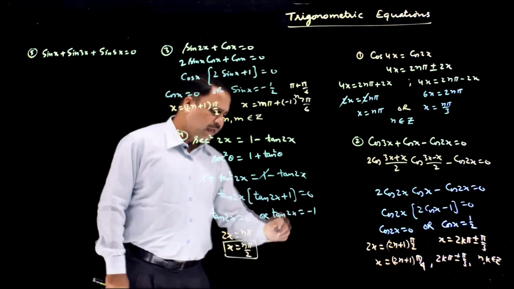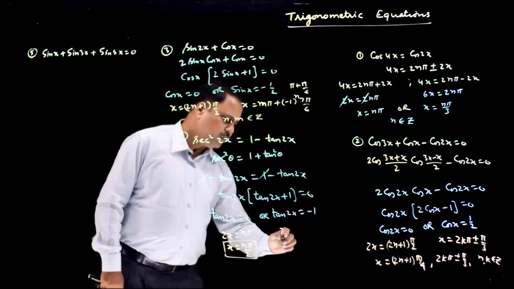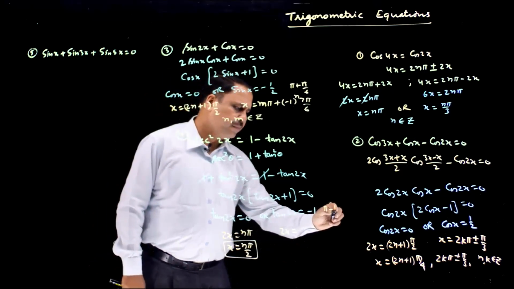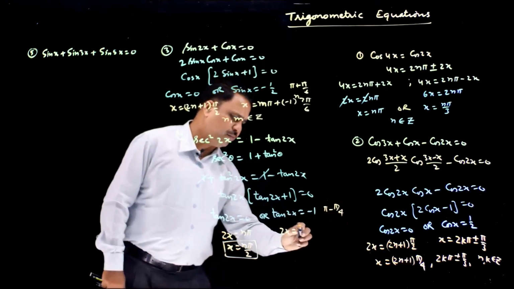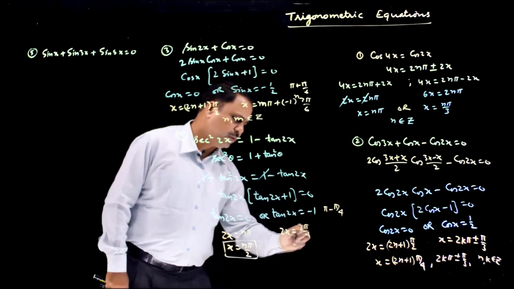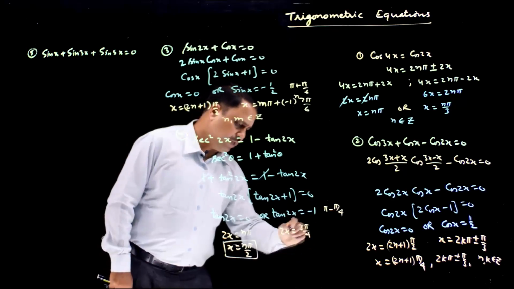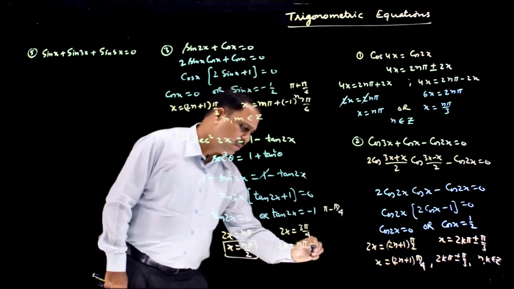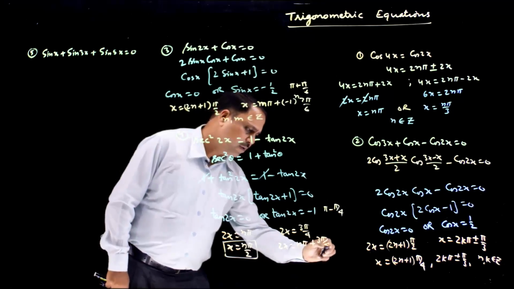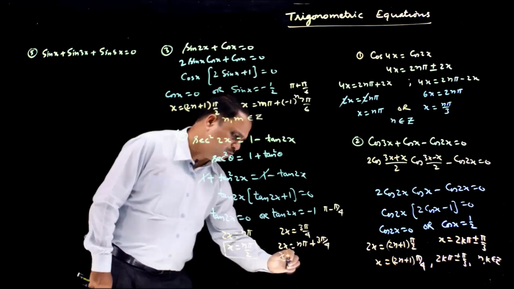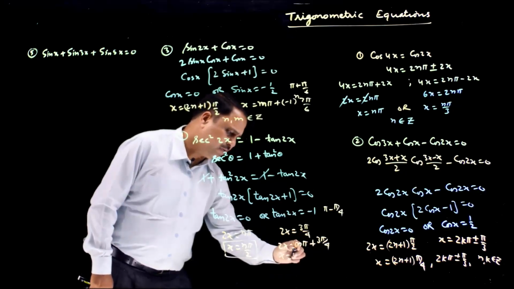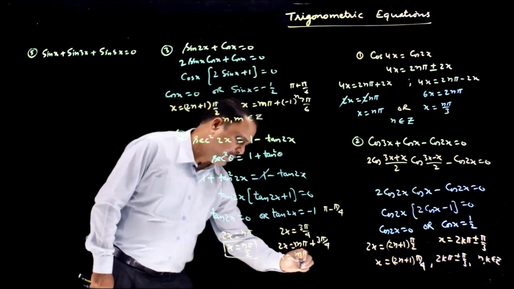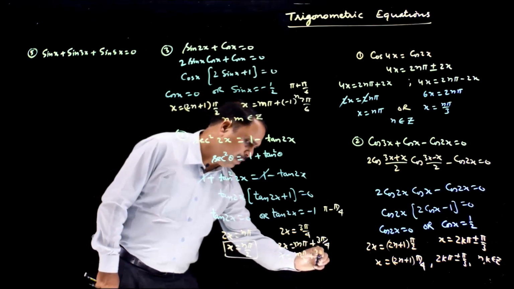And from here you will get 2x is equal to second quadrant, pi minus pi by 4, 3 pi by 4. So 2x is equal to, by the general formula, n pi plus 3 pi by 4. So divide by 2, x is equal to n pi by 2, or m pi, again you can change that if you want. So m pi by 2 plus 3 pi by 8.